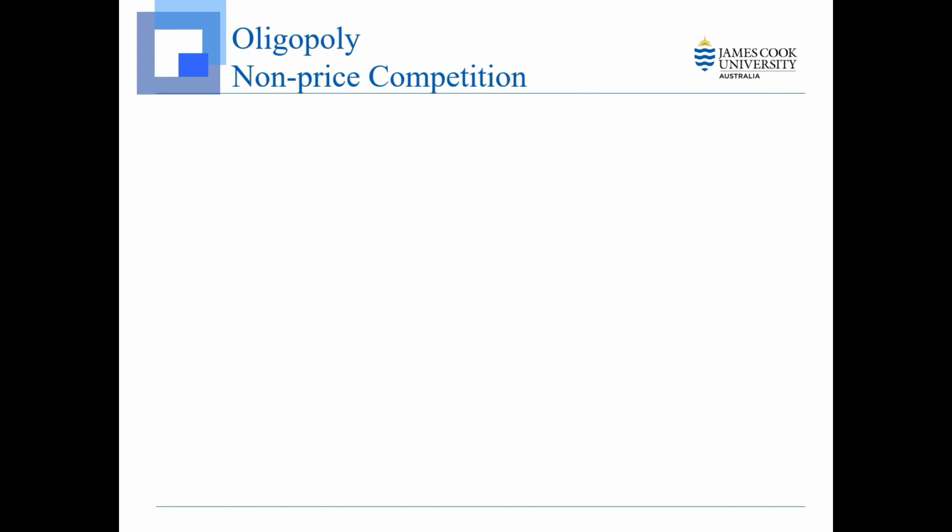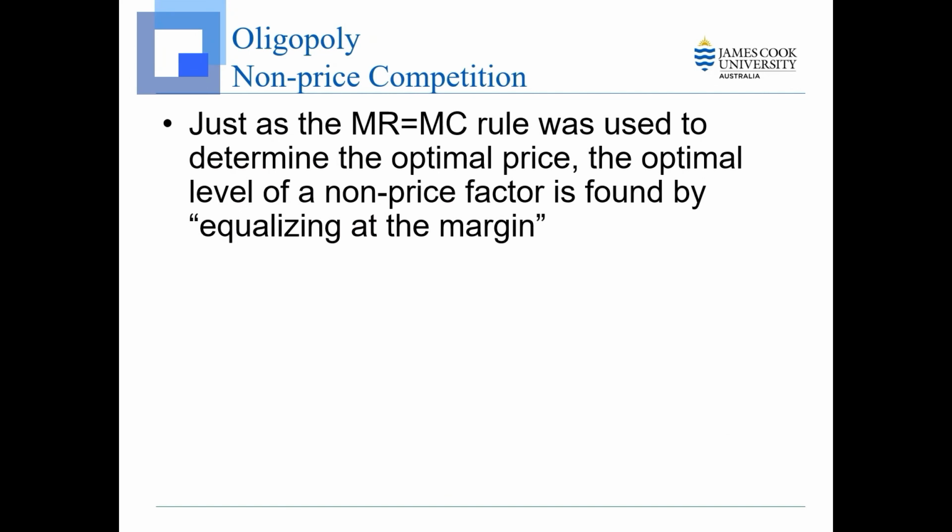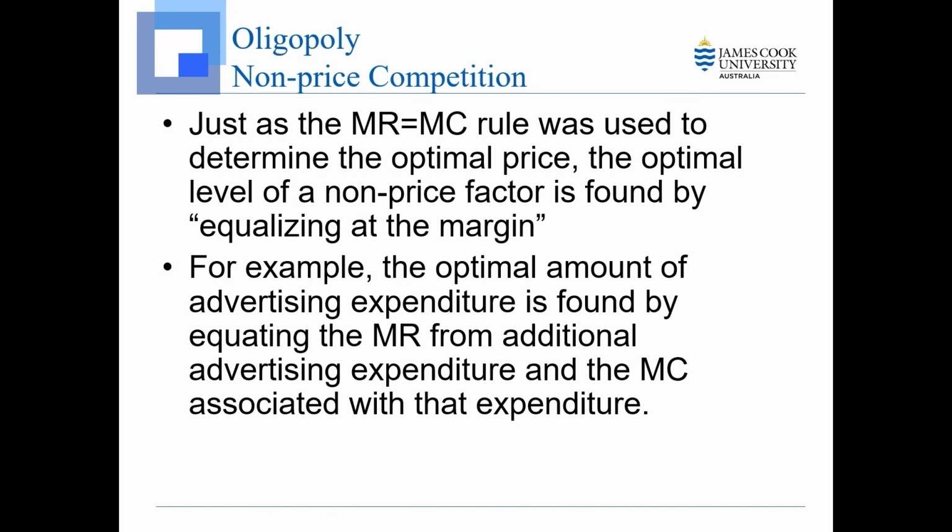All right, in making such decisions, you might be wondering how firms should make such decisions. Again, follow MR equal to MC. Think in terms of the margin. Just as the MR equals MC rule was used to determine the optimal price, the optimal level of non-price factors is also found by equalizing at the margin. For example, the optimal amount of advertising expenditure. To find how much you should spend on advertising, you want to equate the marginal revenue from an additional $1 of advertising expenditure with the marginal cost of that.